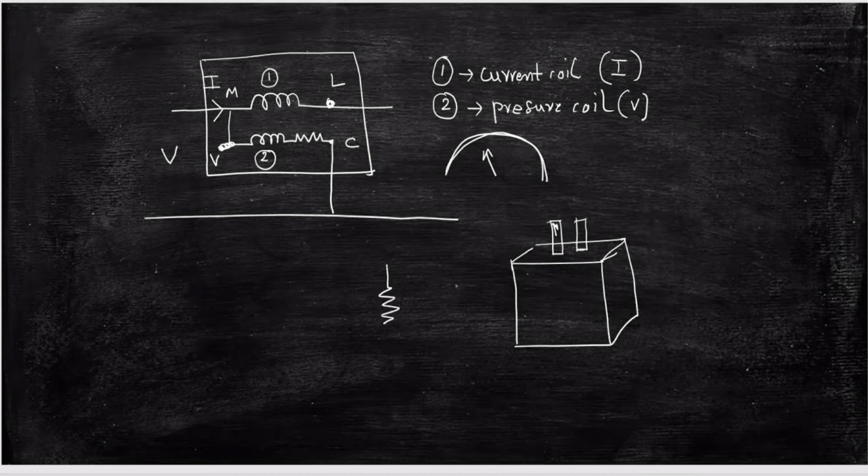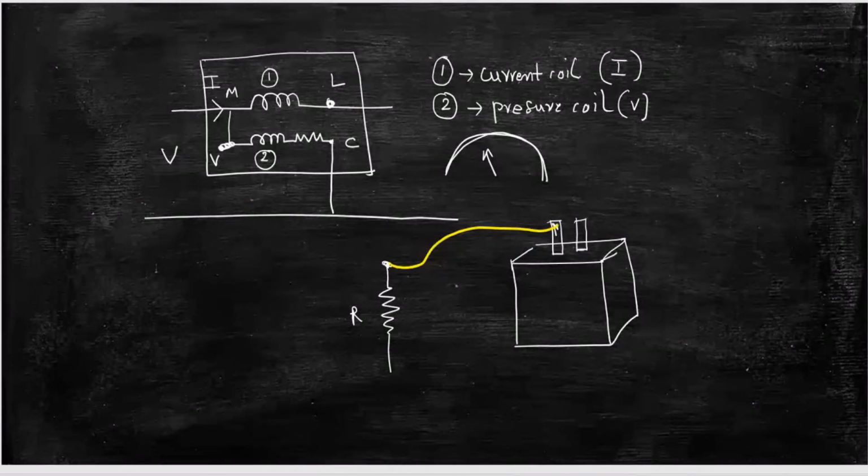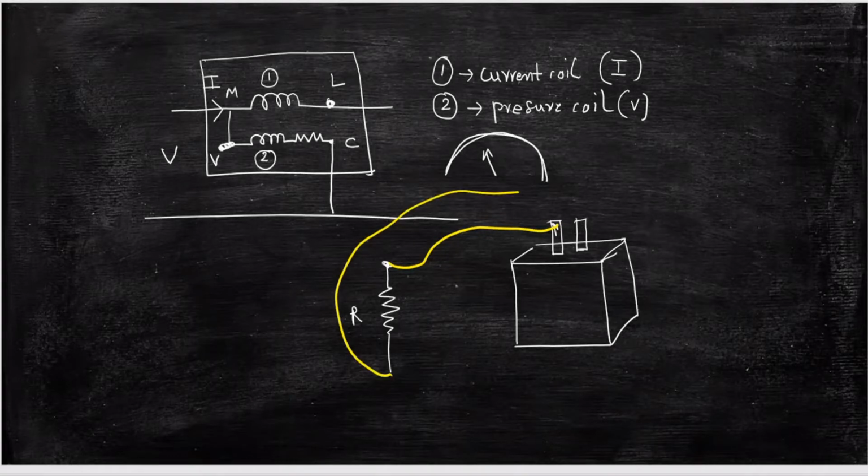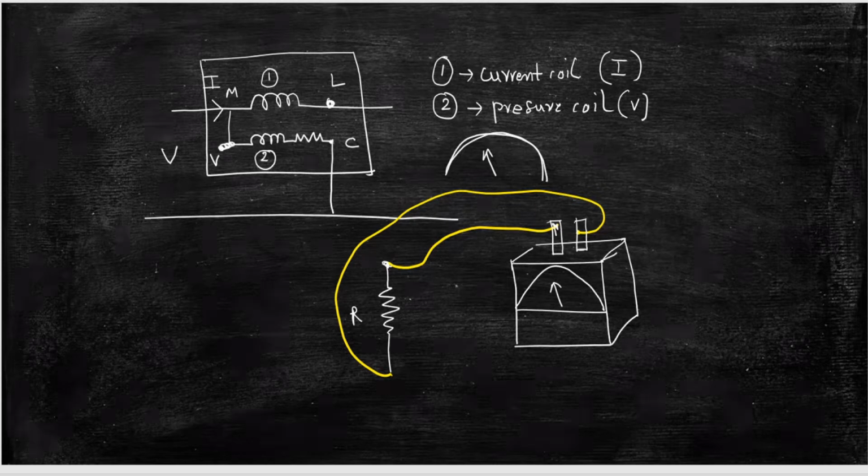Suppose you want to measure the voltage across this resistance R. Then from here you are going to take one wire and connect it to this terminal, and from here you are going to take one more wire and connect it to this terminal, so that this meter will read the voltage across this resistance R. So how many terminals are there? Two terminals are there for the voltmeter. Suppose this is your voltmeter. V is represented for voltmeter.